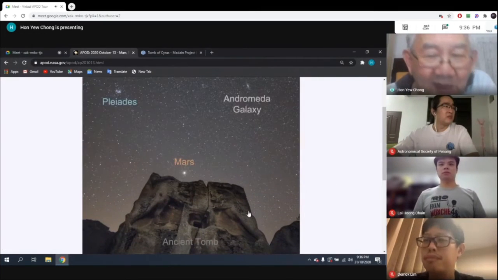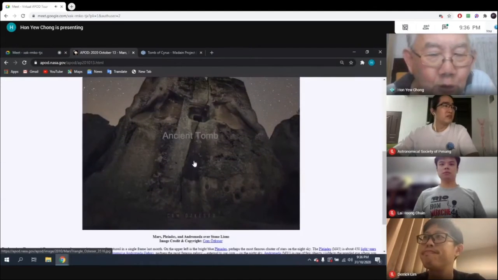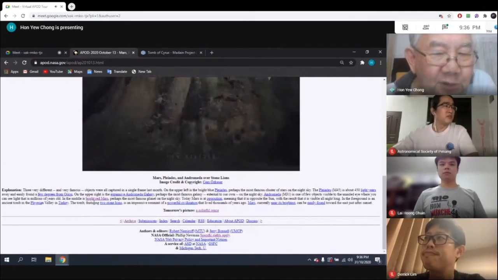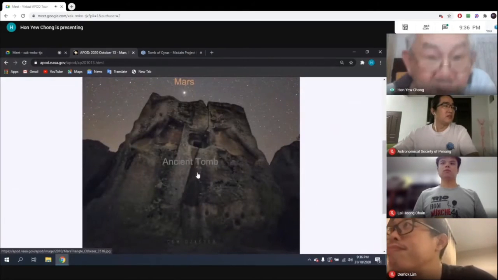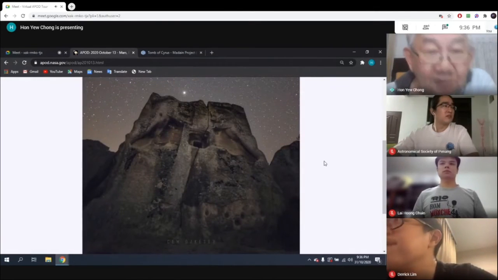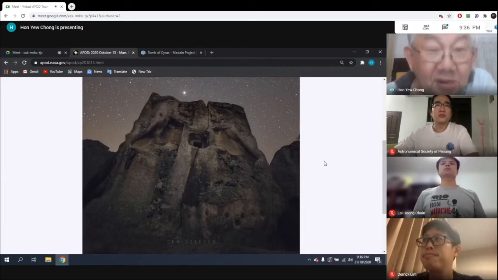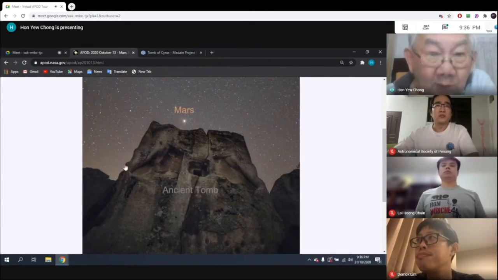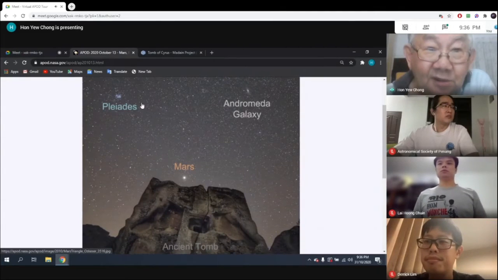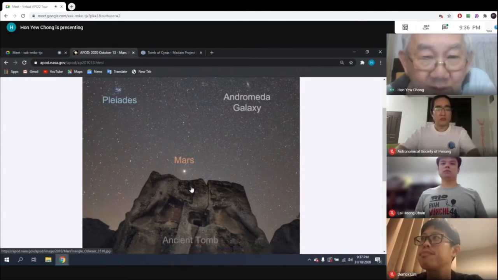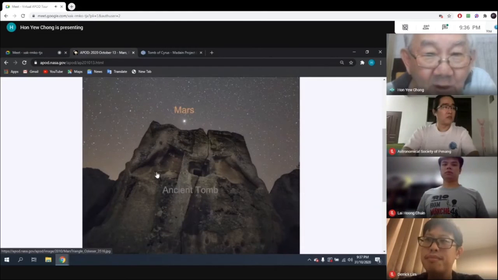Why? Places like this. So this is the ancient tomb of the Phrygian people. Remember, Turkey has an ancient civilization, no? As ancient as the ancient Egyptians in Egypt. And this is the tomb of the Phrygians. And there you see the night sky with the Andromeda Galaxy, the Pleiades, and Mars. So nice. All right. So this is a beautiful one.